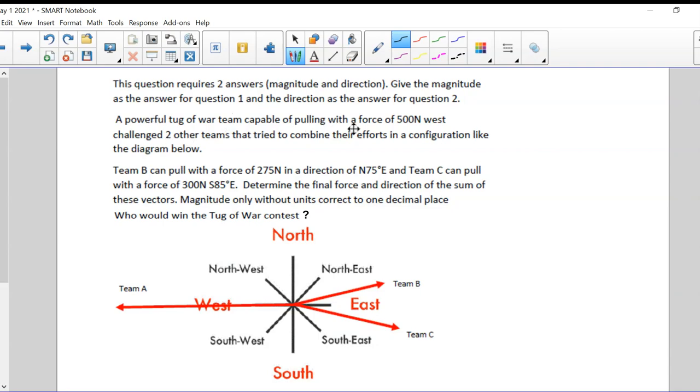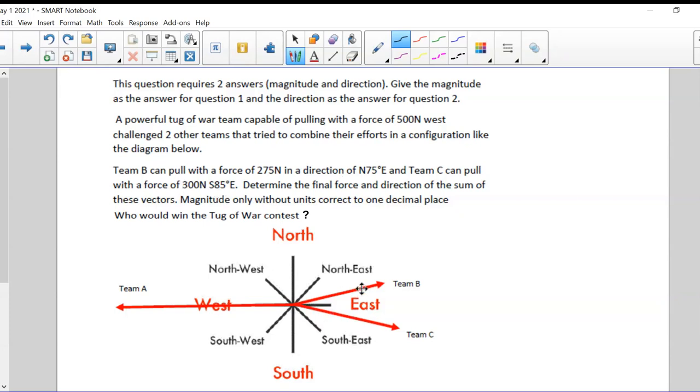A powerful tug-of-war team capable of pulling with a force of 500 newtons west challenged two other teams that tried to combine their efforts in a configuration like the diagram below. So this is the first team, and they're mighty enough to pull with a force of 500 newtons going west. West, of course, is to the left. Everybody should know that. The two other teams competing against them are Team B and Team C. Team B pulls with a force of 275 going northeast, and Team C pulls with a force of 300 going south 85 east.